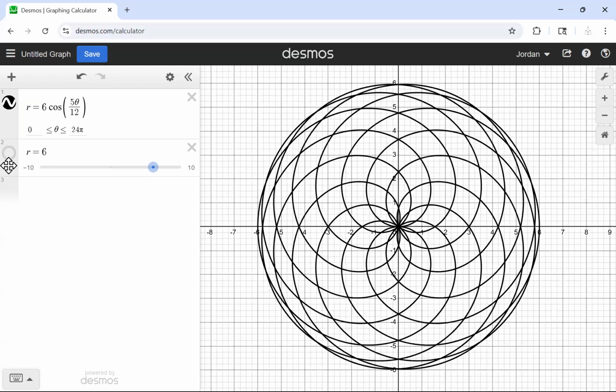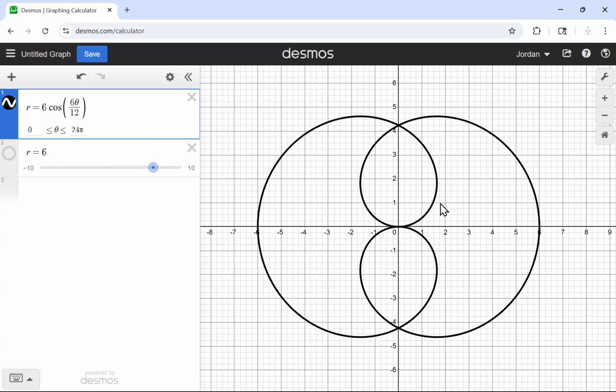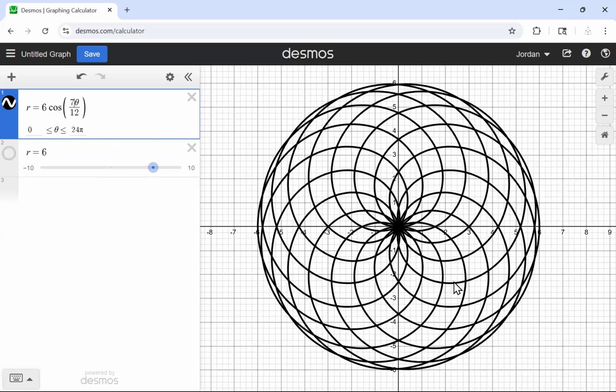6 cosine 5 theta over 12. By the way, just so that we're all aware, on this, all of these loops are contained in the circle of radius 6. I think this is a really neat and interesting looking object here. How about 6 theta over 12? Not as interesting, but again, still enclosed in the circle of radius 6. 7 theta over 12 gives you another one of those really interesting looking structures. Again, I think this is a really neat looking structure.